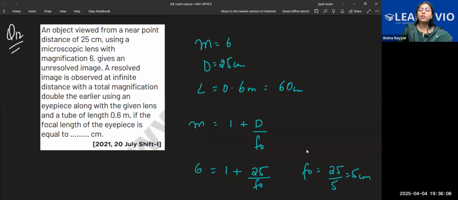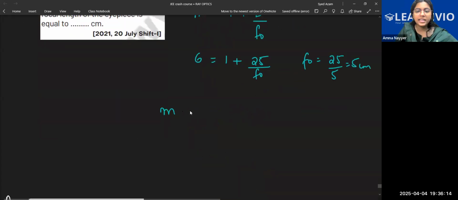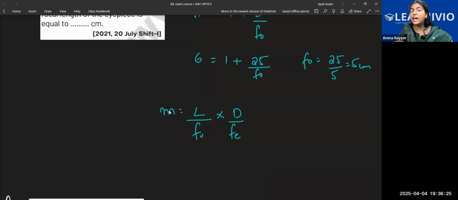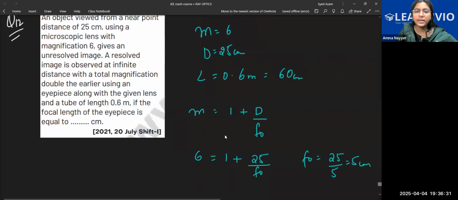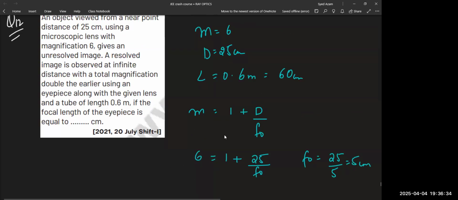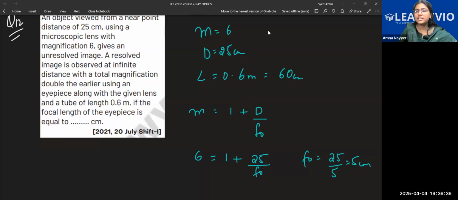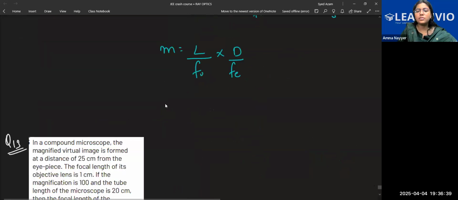Now we are going to use the formula with the length of the tube. So magnification is length of the tube by focal length of the objective lens into D by FE. From here, FE is only missing, that we have to find out. What's the magnification given now for the compound microscope? Yes, tell me from the question. 12, right? Double. This is 6, so this will be double, correct. So this will be 12 is equal to L is 60, let's take, FO came 5, D is 25 by FE.